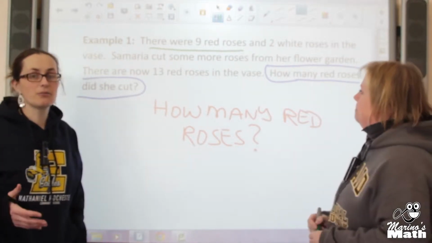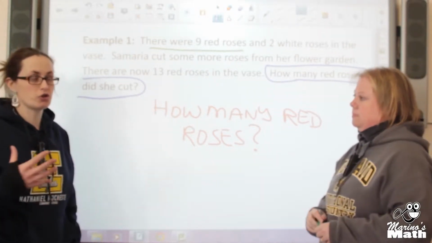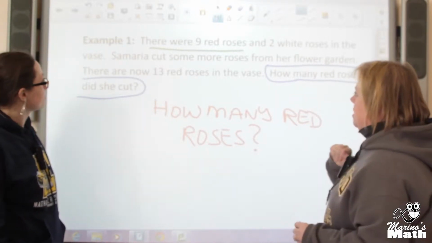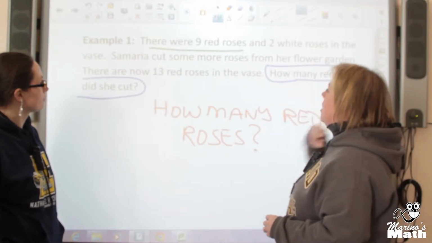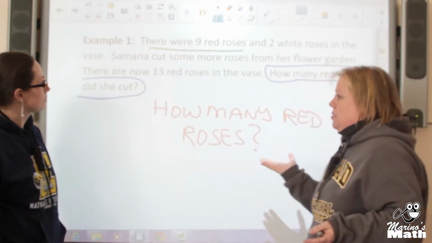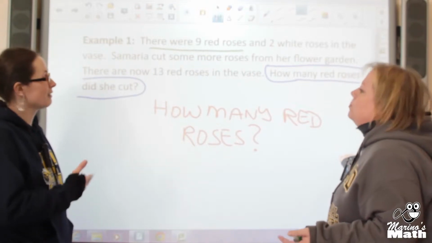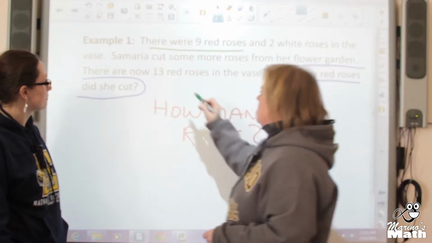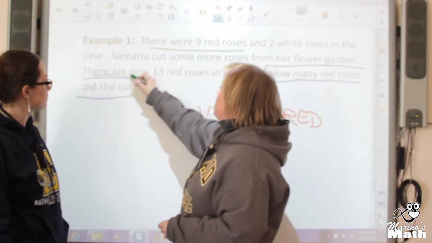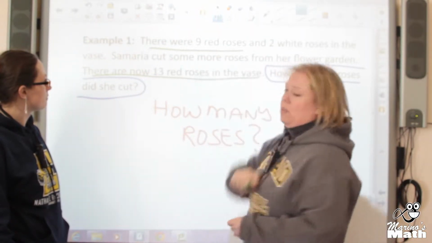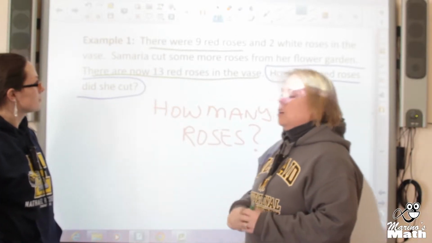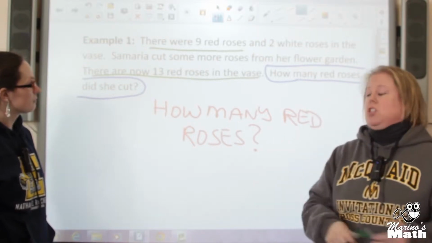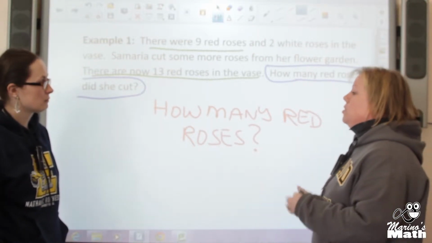A lot of times in math problems, we put other information to distract you, to try and confuse you. So we're just going to ignore that. And she cut some more roses from her flower garden. We don't need that information. It helps us see what's going on, but it's not going to help us solve the math problem. Right. But there are now 13 red roses in the vase. That is important, because we started out with 9 red roses, and now there are 13. That is the information that we need to solve this problem, because we're looking for how many red roses she cut.